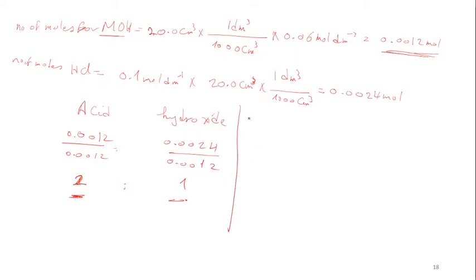So if I wanted to write the balanced chemical equation, I will write 2 moles for the HCl plus MOH for the hydroxide to give me H2O plus MCl. I have to remember here that I have 2 chlorine atoms. This means my metal is actually a divalent metal. So if it is divalent, I have to write here also 2.